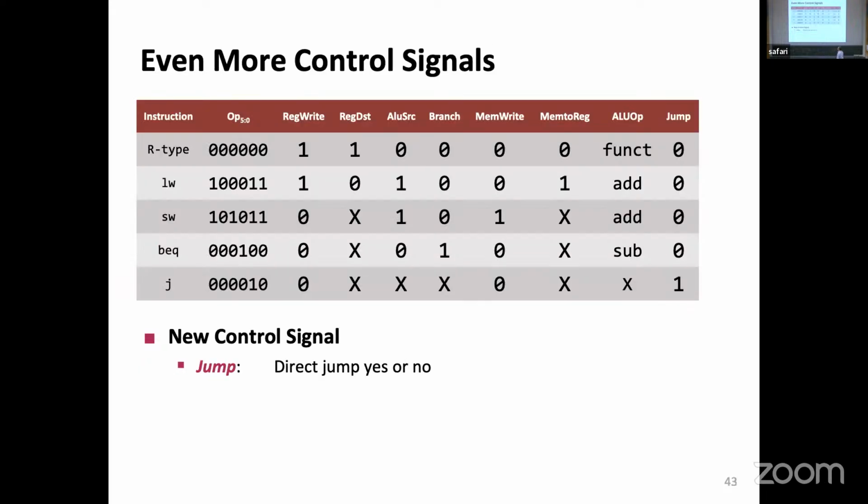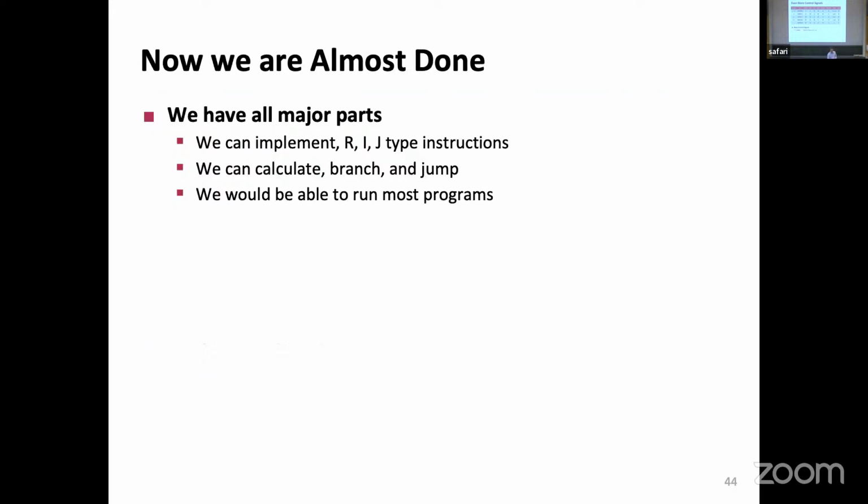Okay. So for the jump, we have added another one, and guess what? Of course, there will be yet another multiplexer coming somewhere in here, and maybe it will come here. That one will select the jump target address, 0 or 1, and another control signal will come here and say, are we making a direct jump, yes or no? And, well, we are almost done.